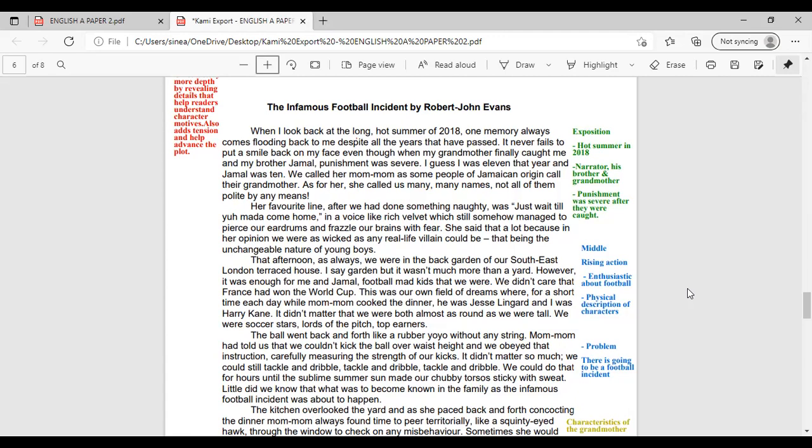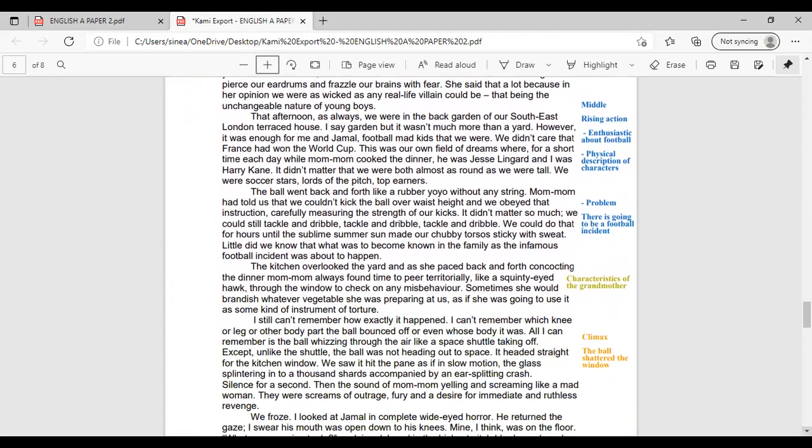So from the exposition, and because it's a flashback, we see that something is going to happen in the story whereby somebody is going to get in trouble and the punishment is going to be severe. Then we go on to talk about the middle of our story. And in the middle of our story, we would see action, the rising action.